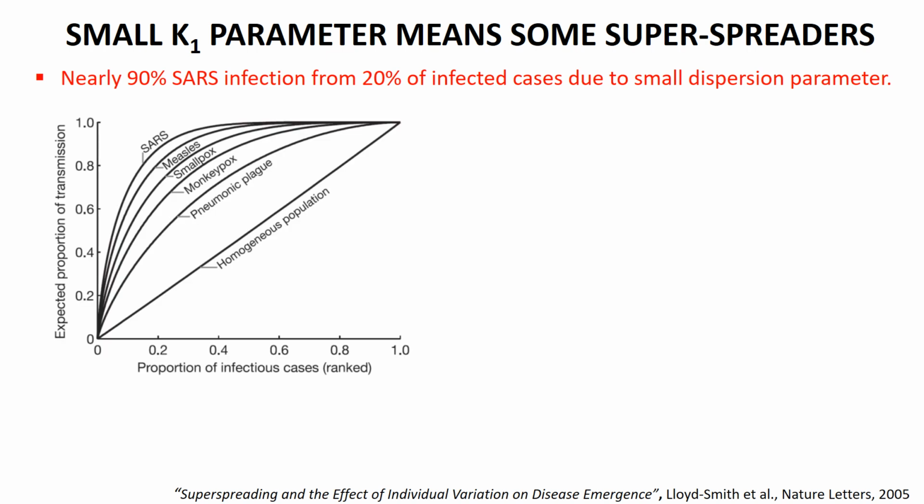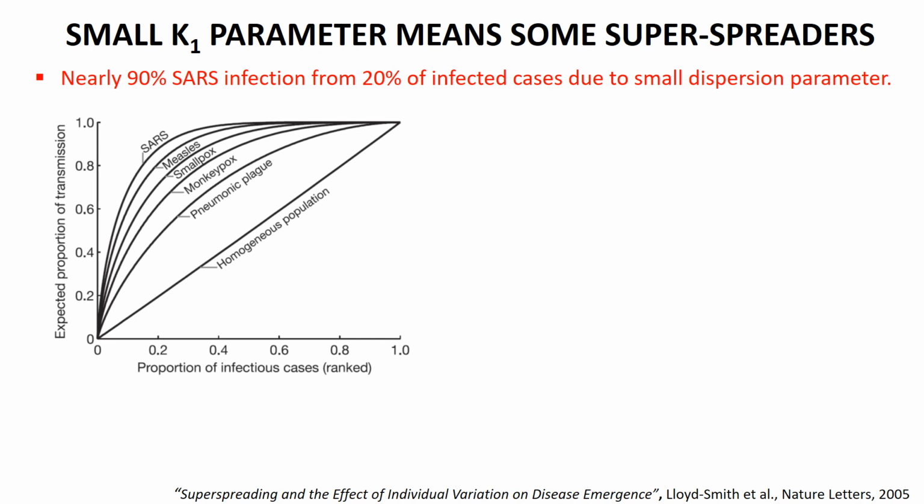So let's have a look at this plot. We're looking at different diseases: SARS, measles, smallpox, monkeypox, pneumonic plague, and what I call a homogeneous population. Along the bottom axis, the x-axis, we're looking at the proportion of infected cases ranked. So 0.2 means the 20% most infectious, 0.4 means the 40% most infectious cases. And you're looking at what expected proportion of transmission you will get from those 20%.